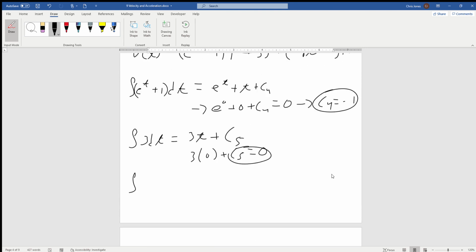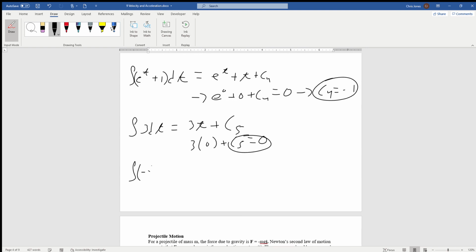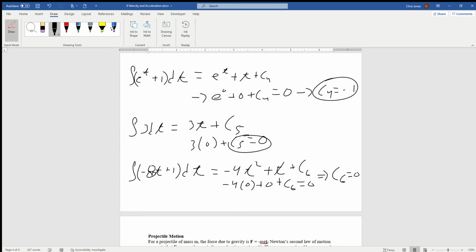the integral of negative 8t plus 1 dt. It's an 8. Right? So that's going to be equal to negative 4t squared. So we add 1 to the exponent, and then we divide by the new exponent, plus t, the antiderivative of 1 is t, and then finally plus a c6. Right? And then the good news is for this one, all the zeros are going to wipe out everything, and c6 is going to be 0. So notice that's negative 4 times 0 plus 0 plus c6 is equal to 0, which implies c6 equals 0.